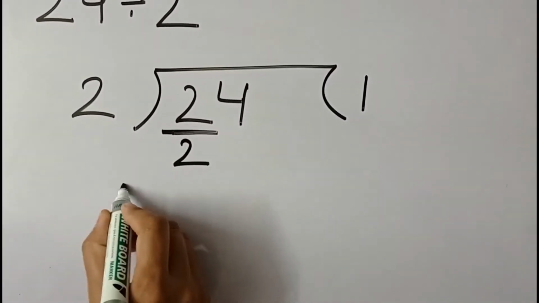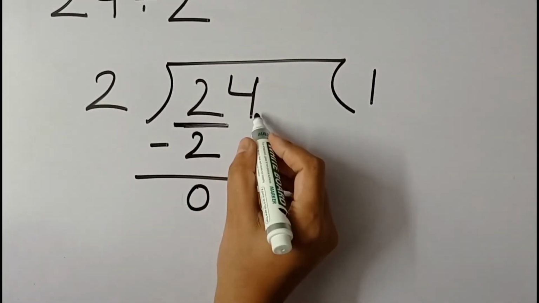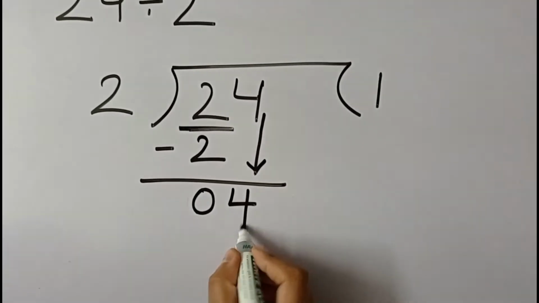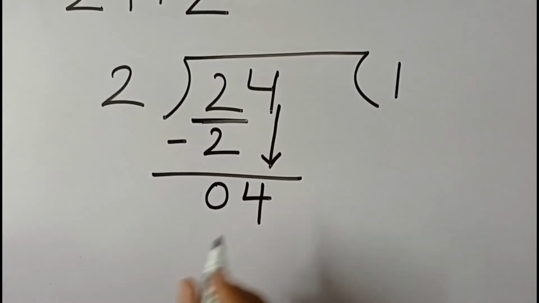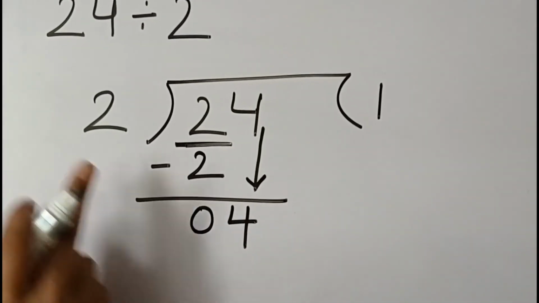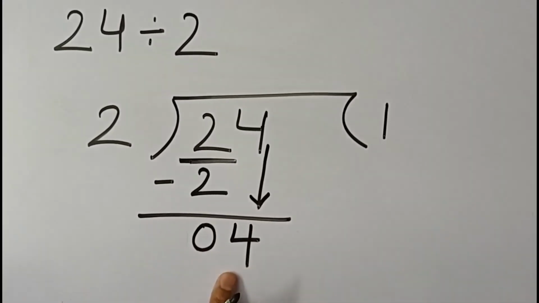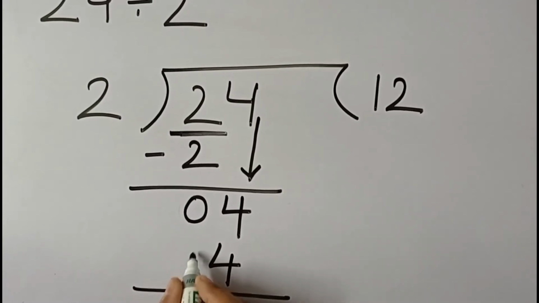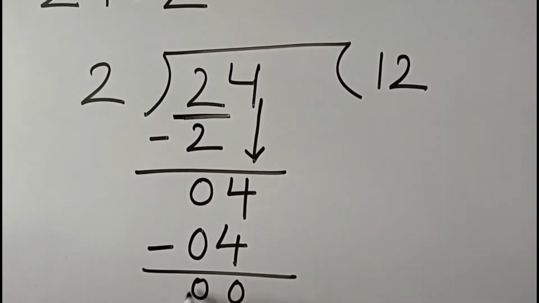Now we will subtract this. We get 0. Now this 4 comes here. We shift this 4 and we bring it here. Now we will see this is which number? 0, 4 is 4 only. Now we will see if this 4 comes in this table. 2 2s are 4. We can write it as 0, 4 also. And then again we subtract this and we get a 0.